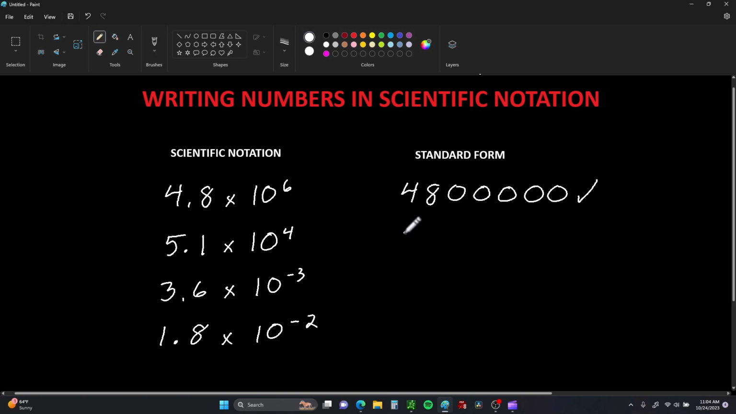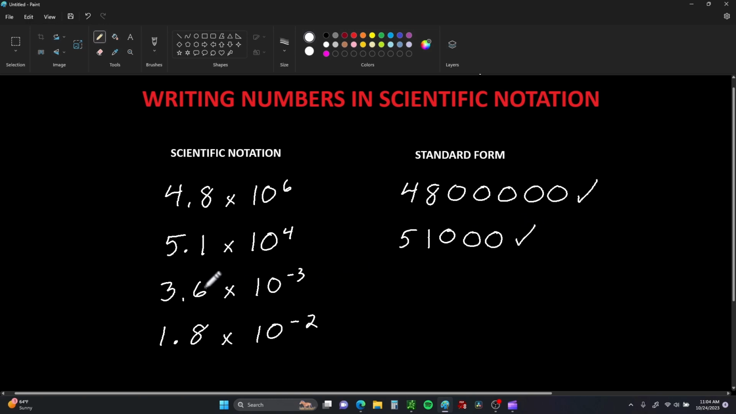And then I write 5 and the 1. I don't put the decimal here. And then I have 10 times 10 to the 4th power. So if the decimal was here, I want to move it 4 spaces. 1, 2, 3, 4. To check it, move the decimal the other way. 1, 2, 3, 4, and you should get 5.1. So this one's now correct.